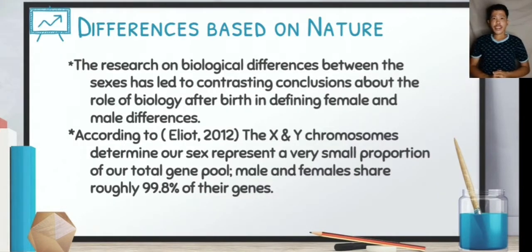Differences based on nature. The research on biological differences between the sexes has led to contrasting conclusions about the role of biology after birth in defining female and male differences. According to Elliott 2012, the X and Y chromosomes that determine our sex represent a very small proportion of our total gene pool. Male and female share roughly 99.8% of their genes. In spite of these research findings, many parents and educators believe that there are differences between boys and girls, which can lead to stereotypes and the development of different expectations for behavior, academic achievement, and future occupations.